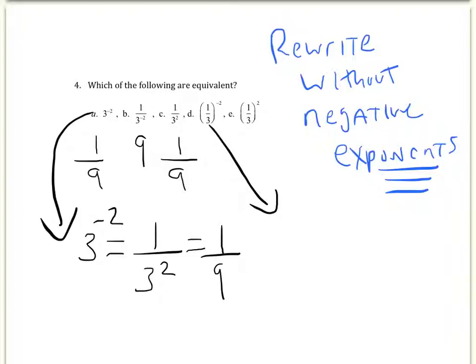Let's do d right now together. So 1/3 to the -2 is the same thing as 3 over 1 to the 2. That's 9. And e is 1/9. So it looks like a, c, and e are the same, and b and d are the same. B is 9, and d is also 9.